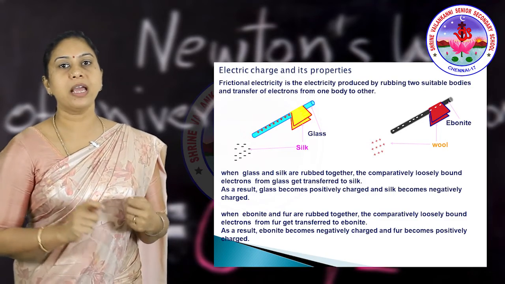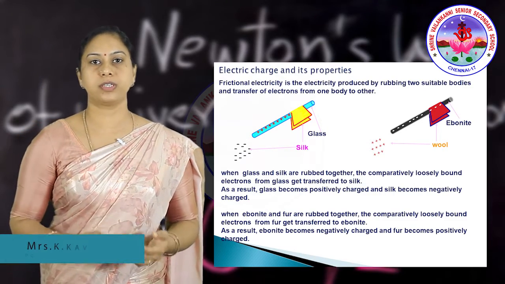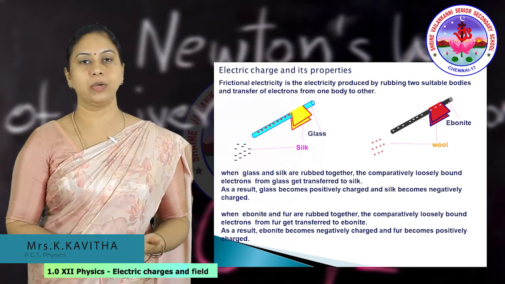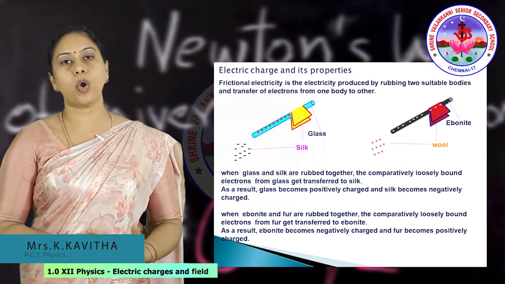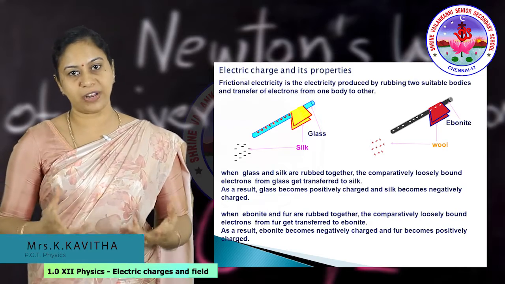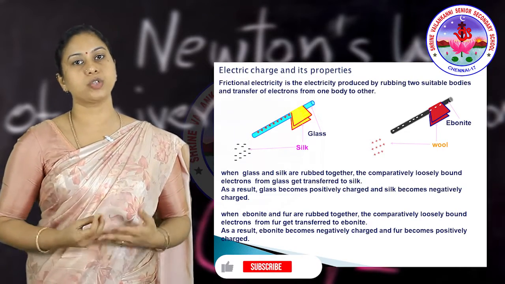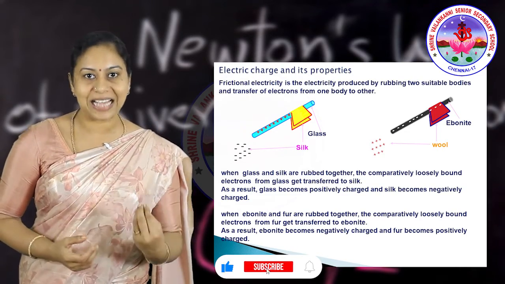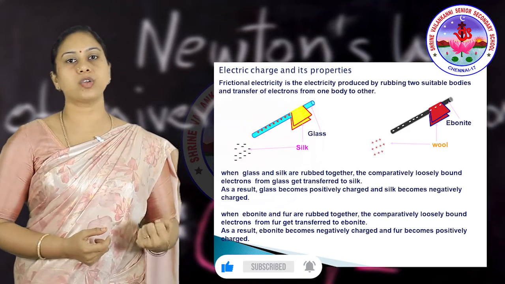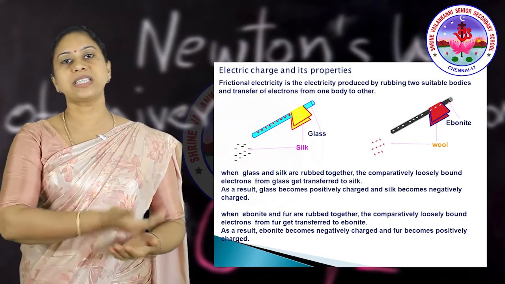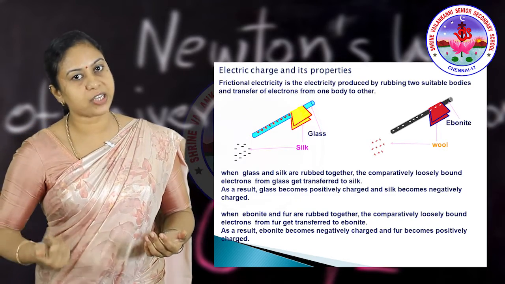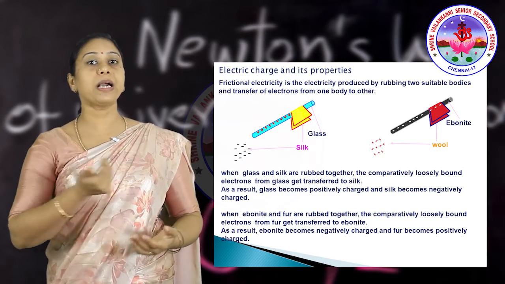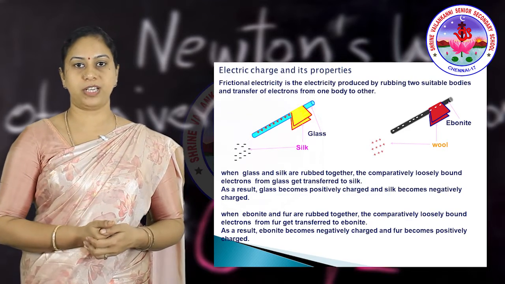In the first one, the glass rod is rubbed over silk. What will happen? The glass rod contains loosely bound electrons, so the glass loses electrons and has a deficit of electrons. The silk acquires the electrons, so it becomes a negatively charged object.